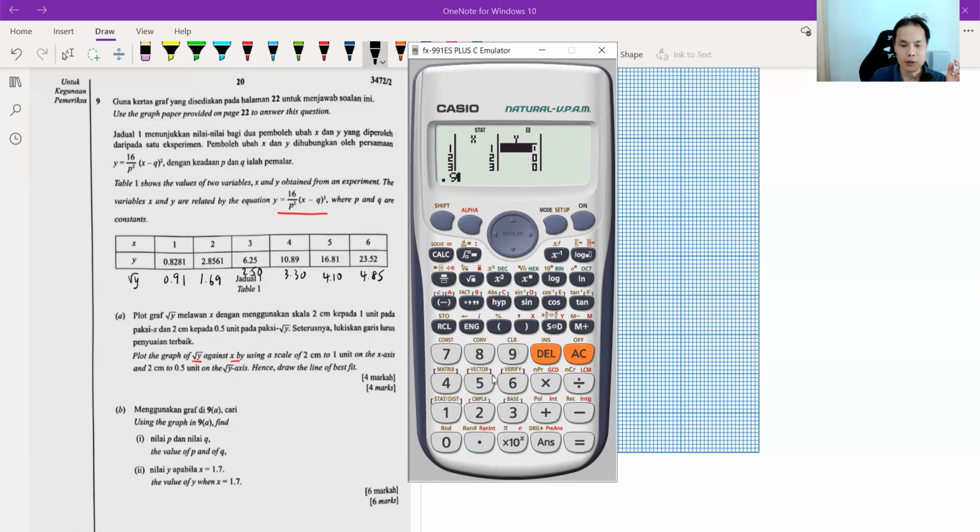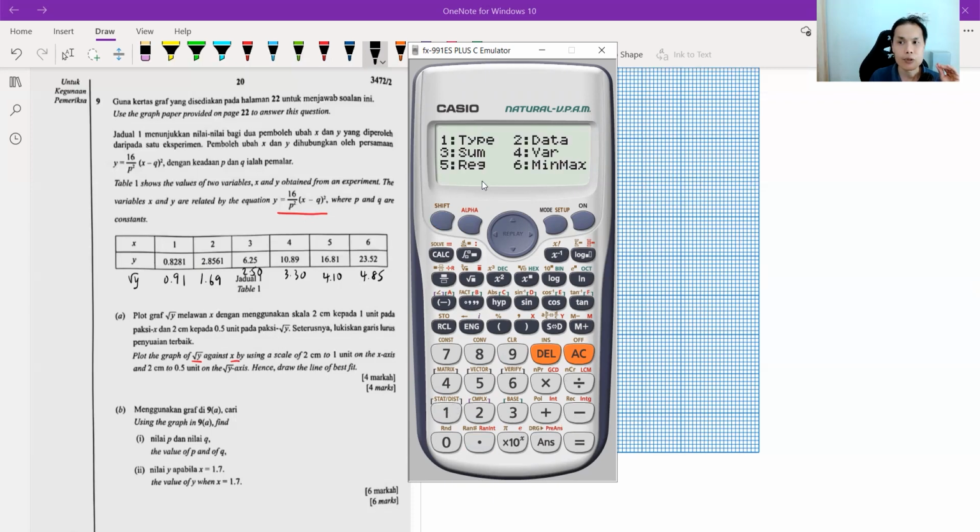The first one is 0.91, the second one 1.69, third point is 2.5, next 3.3, next 4.1, and last one 4.85. Once I key in all my x and y values, I press AC, then Shift 1 for stats.